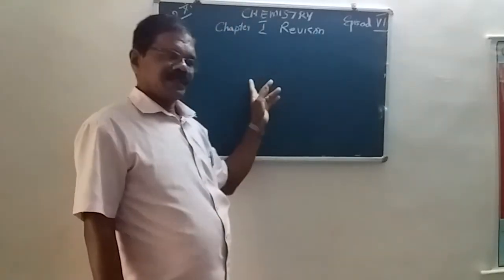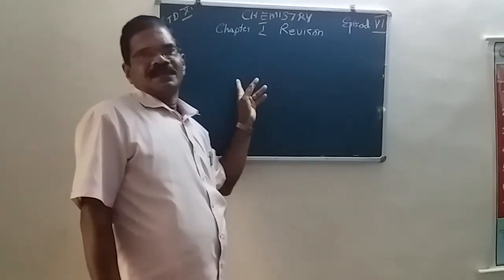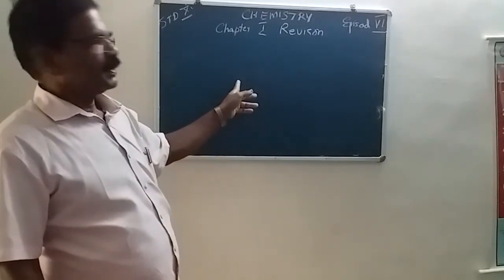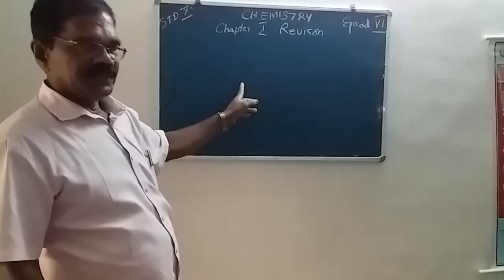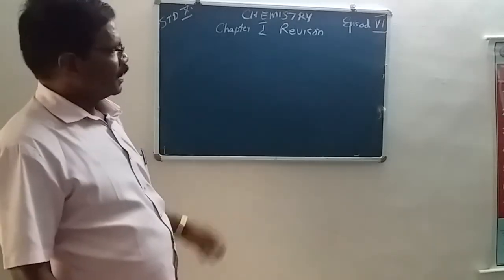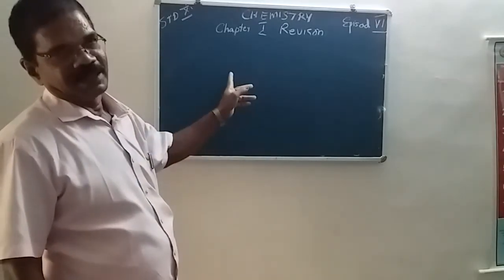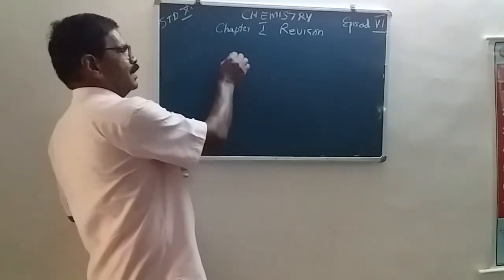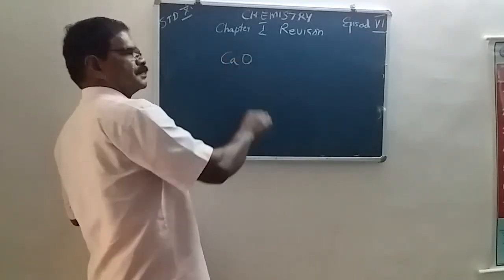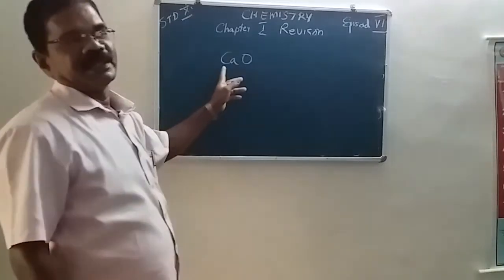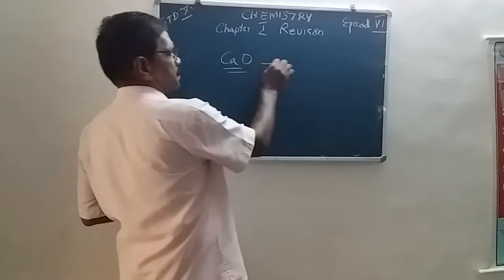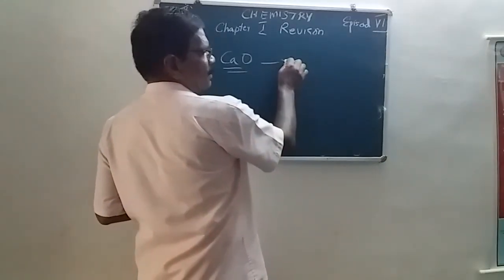If any special notes or chemical names are given, you specially note them. For example, the chemical name of marble is calcium carbonate. Similarly, calcium oxide is prepared by heating calcium carbonate. This calcium oxide is used in the production of cement.